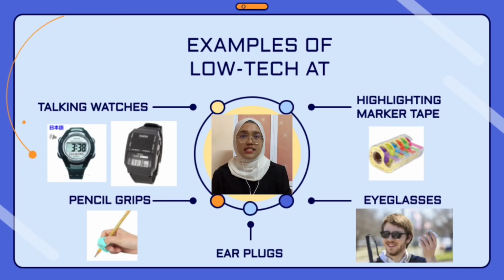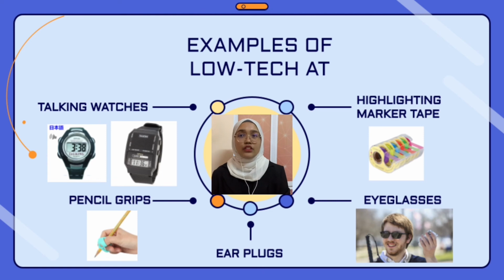As you can see in this slide, some examples of low-tech devices include talking watches, pencil grips, highlighting marker tape, eyeglasses, and earplugs. Talking watches are most often utilized by visually impaired individuals. Pencil grips, on the other hand, help students with cerebral palsy, because people with cerebral palsy often have a difficult time writing due to limitations in muscular function. So, pencil grips help them overcome their limitations in terms of handwriting.